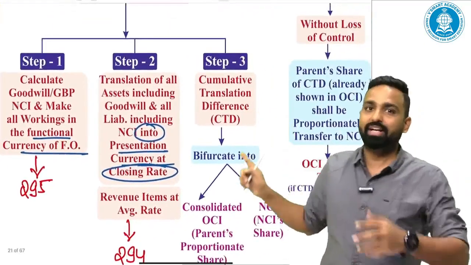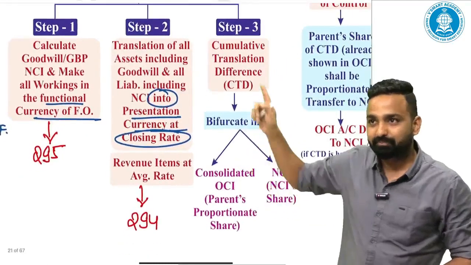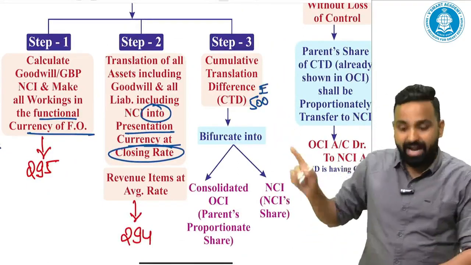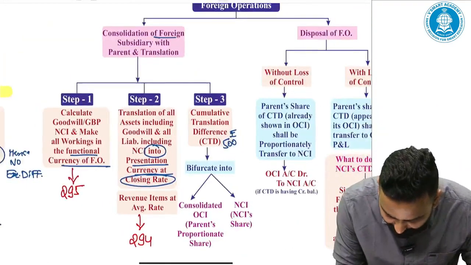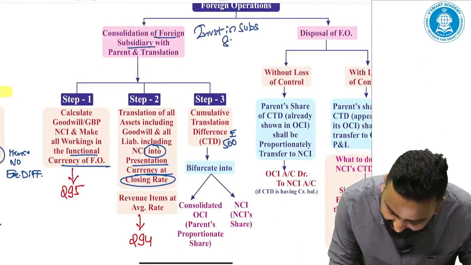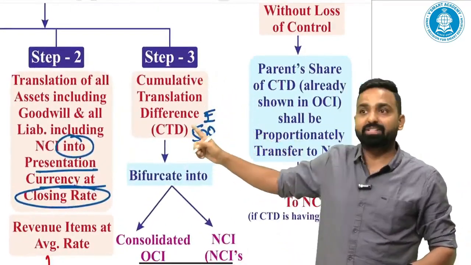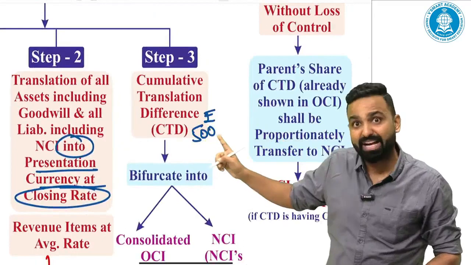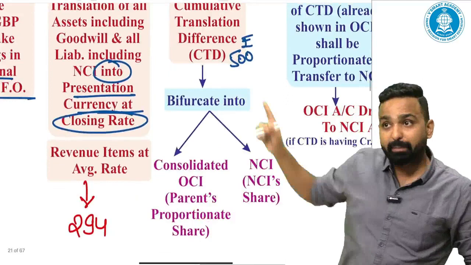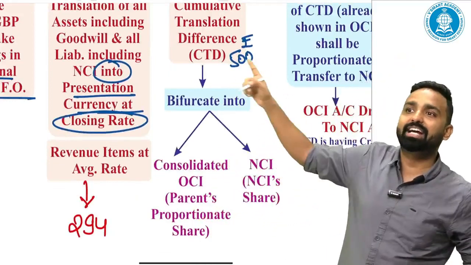Now what you will get? You will get the exchange difference. Now once you get the exchange difference, suppose you got the exchange difference of 500 rupees. And suppose your investment in the foreign subsidiary is 80%. The rest 20% is NCI. So whatever the exchange difference you get, rupees 500, now divide this exchange difference into two parts: 80% it's your share and 20% it's NCI's share.